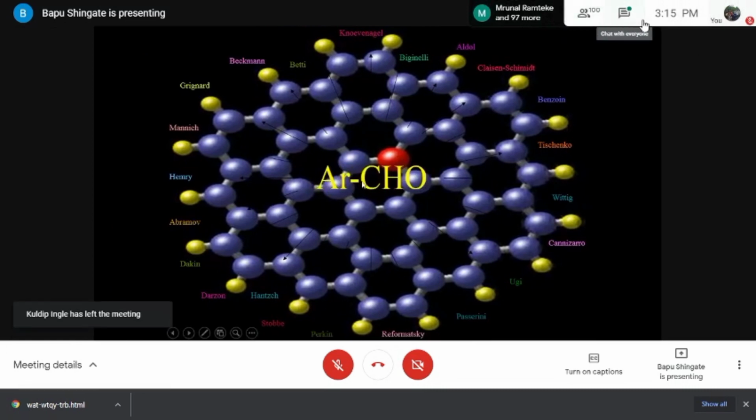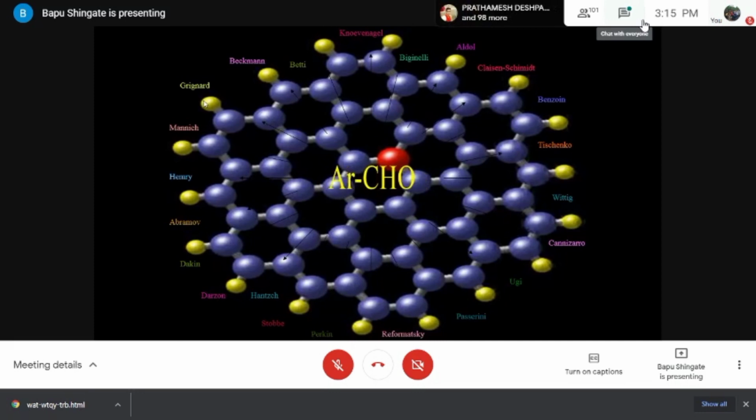Similarly, this aromatic aldehyde is used in the Henry reaction, that is the nitro-aldol condensation reaction. As we know very well, in the nitro-aldol condensation of aromatic aldehydes with nitromethane in the presence of base, you will get the nitro-aldol product. Similarly, there is the Mannich reaction and the Grignard reaction, as we are studying Grignard reagent from 11th standard, 12th standard, and separate topics are there. Reaction of any Grignard reagent with aldehydes gives the corresponding alcohols.